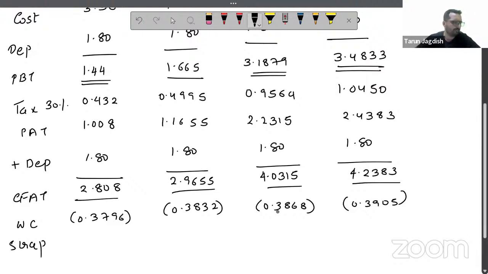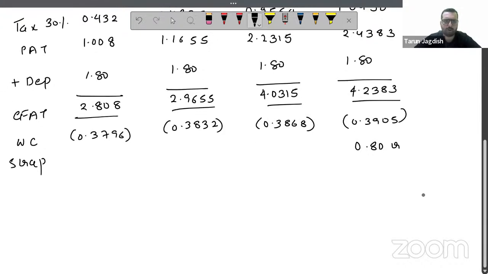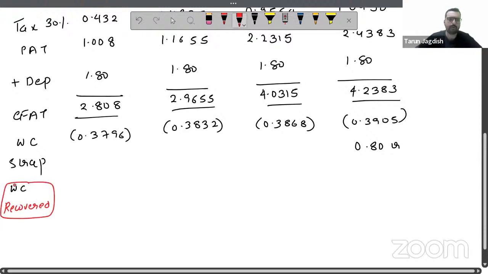Apart from this, you also have a scrap value now. How much was the scrap value that was told? I think 80 lakhs, correct? So that is 0.80 crore. That will be an inflow. Okay. And apart from this, what will happen, friends? At the end of the period, whatever working capital you have invested, you will be able to recover the working capital. So it's called as working capital recovered. Okay. So how do you do the working capital recovered now?